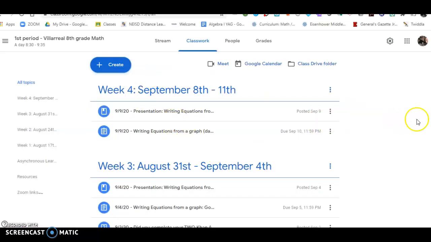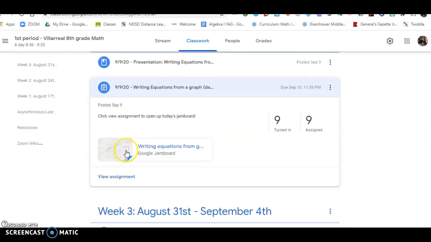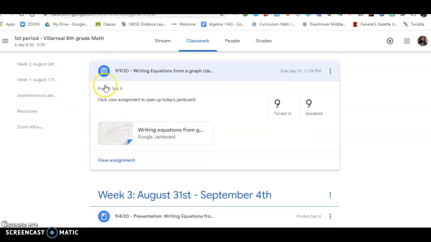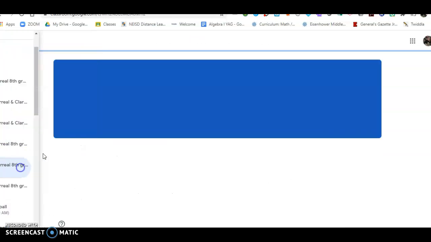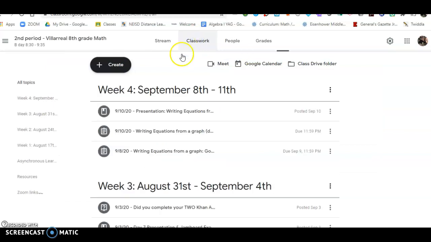So just to be clear with what we should be finishing or working on under classwork, if you are an A day, you should be finishing your assignment from 9-9. It's under week 4, 9-9. There's my Jamboard. If you are a B day, if you're in 2nd or 6th period, you are finishing the assignment from week 4, but yours is dated 9-10. That is the one that we should be working on and finishing.